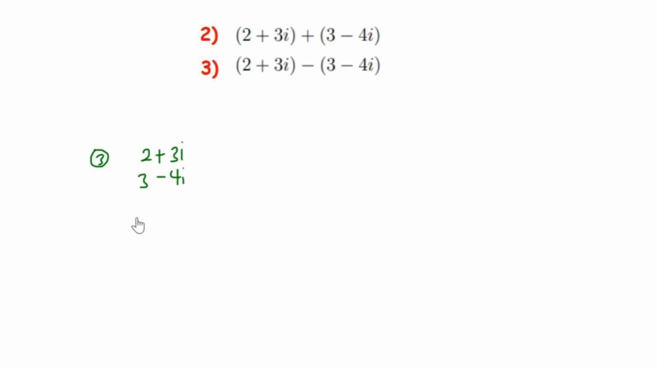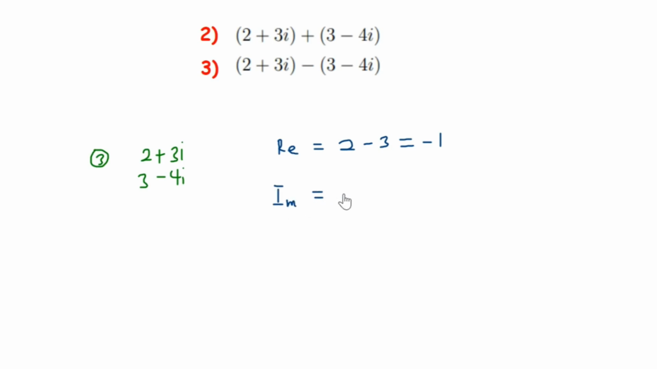So I'm going to deal with the real part separately and then the imaginary part separately. So I have the real part here, that will be equal to the first complex number has a real number of what? 2. Okay, minus the second one, which is 3, so that is minus 3. So this will give me a value of what? Minus 1.